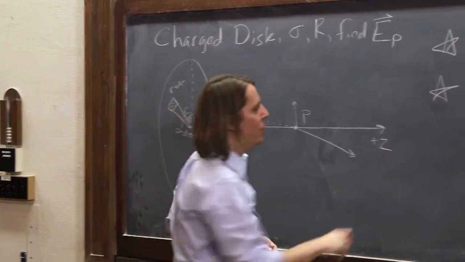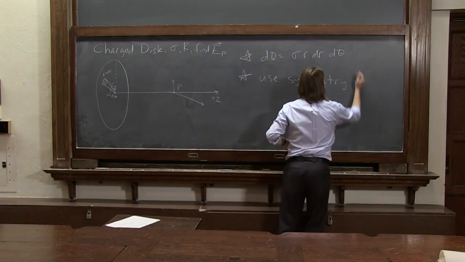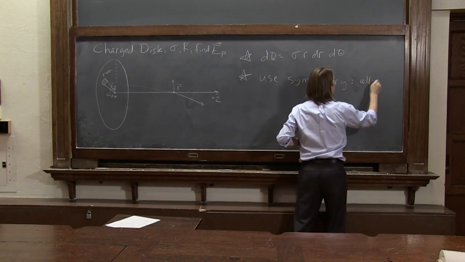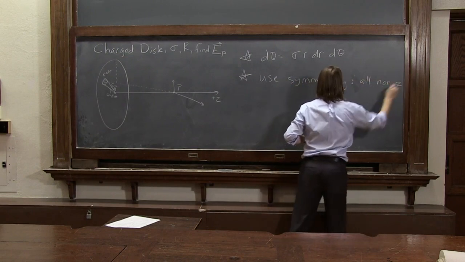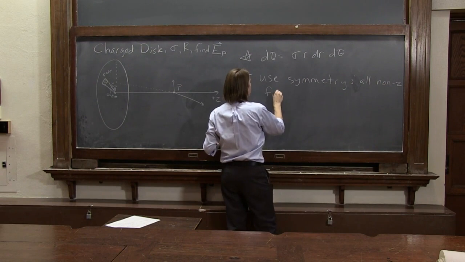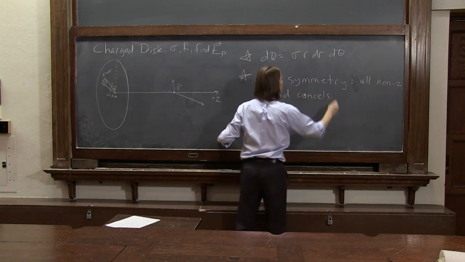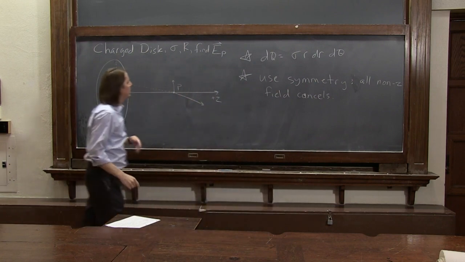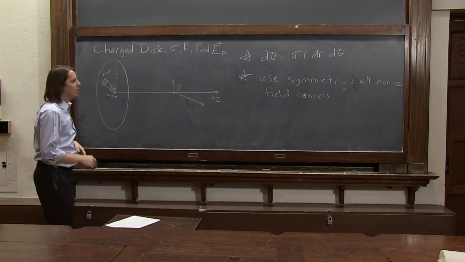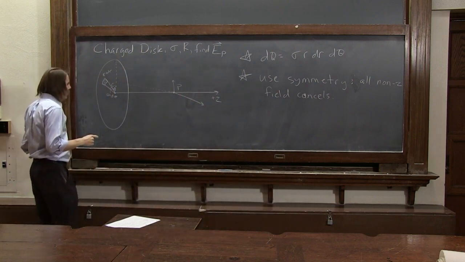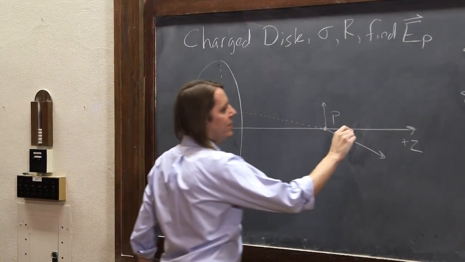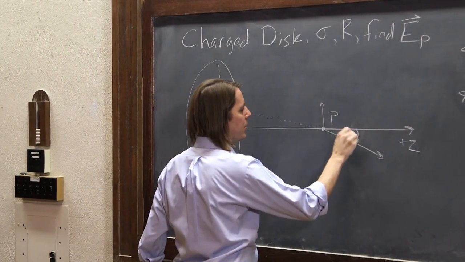So use symmetry, and what it tells us is all non-z field cancels. So when we do this calculation, we only have to consider the z component. So now we need to go through and think about this angle right here.